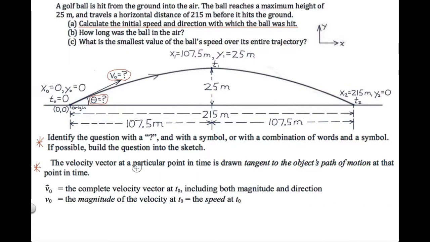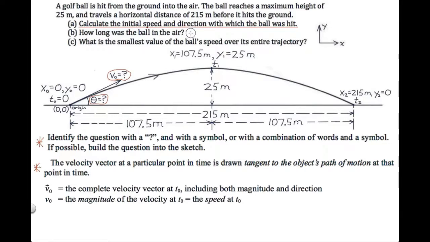The velocity vector at time 0 is drawn tangent to the object's path of motion at time 0, like so. Part A asks us for the magnitude of the velocity vector at time 0. We can represent that question with the symbol v sub naught, written without an arrow on top, to indicate that the symbol stands specifically for the magnitude of the velocity.